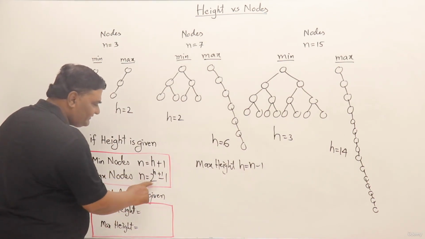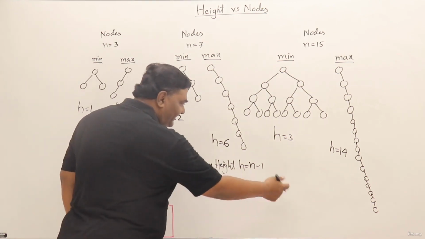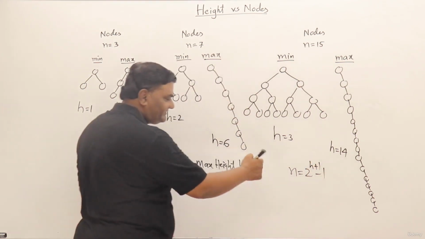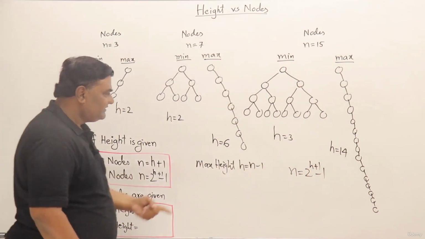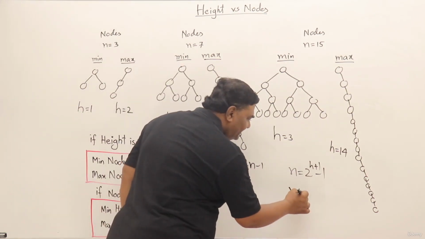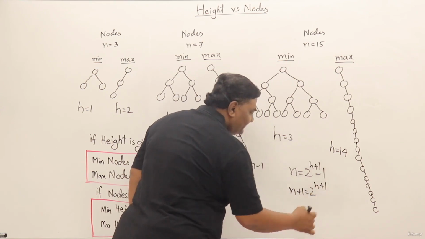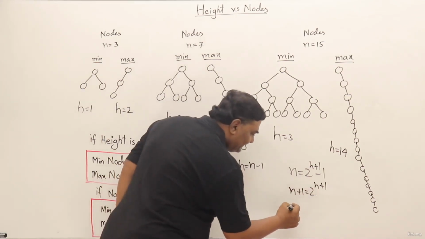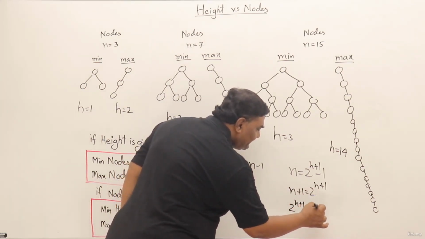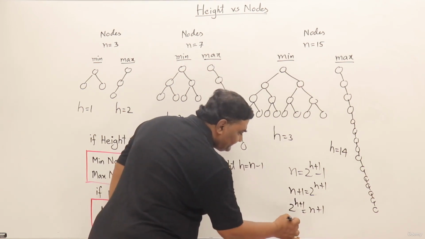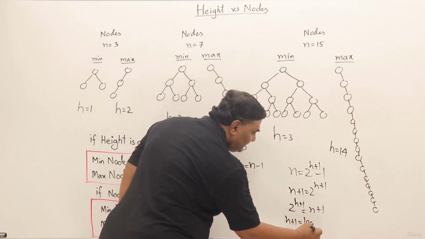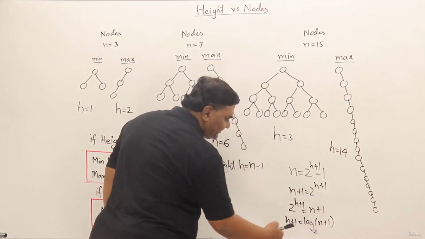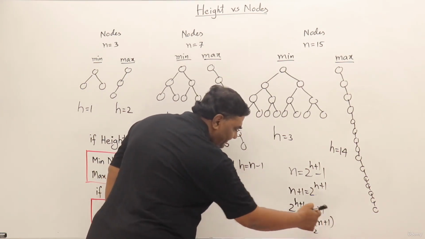Okay, so what is the formula? n is equal to 2 power h plus 1 minus 1. This is the formula, right? This is for maximum nodes. So I can write it as n plus 1 is equal to 2 power h plus 1. That minus 1 I brought here. Then I will change the side: 2 power h plus 1 is equal to n plus 1. Now, if you send this base to that side, it becomes log. So h plus 1 is equal to log base 2 of n plus 1.